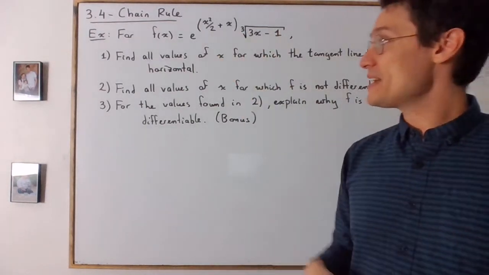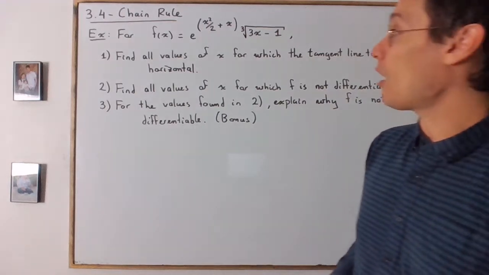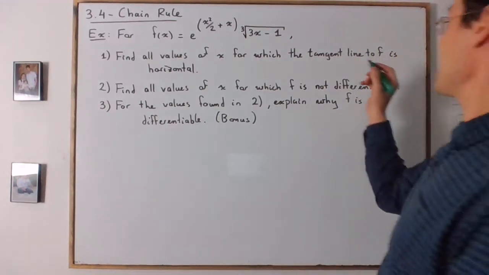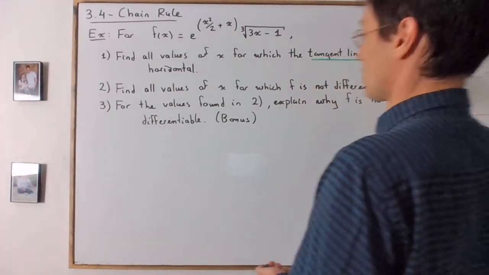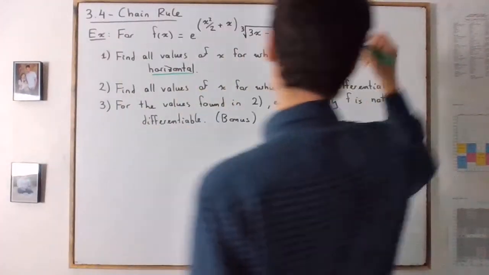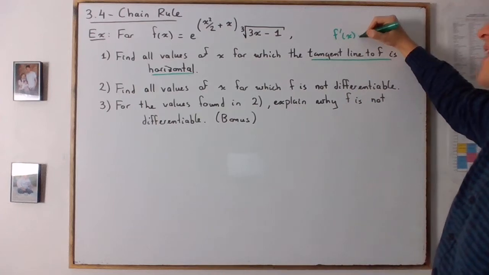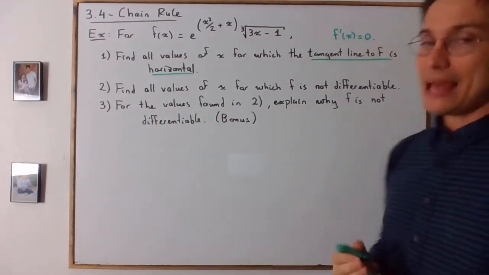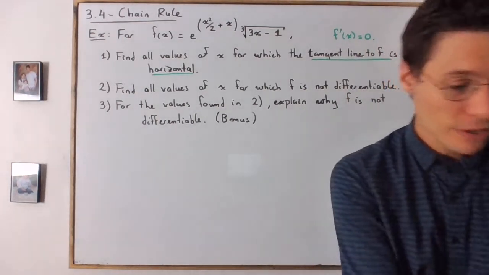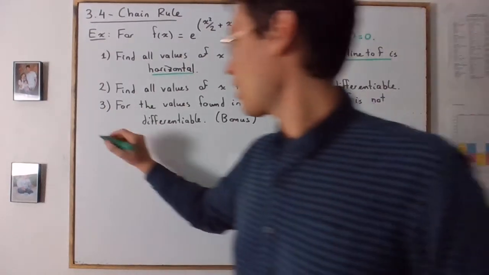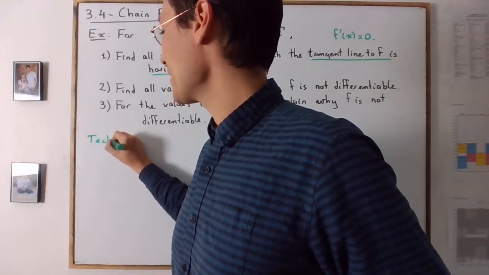Okay, so this is the function. Find all values of x for which the tangent line to f is horizontal. So we have seen this a couple of times. This happens when f prime of x is equal to 0. And remember, we will use a technique that's called simplify by factoring.